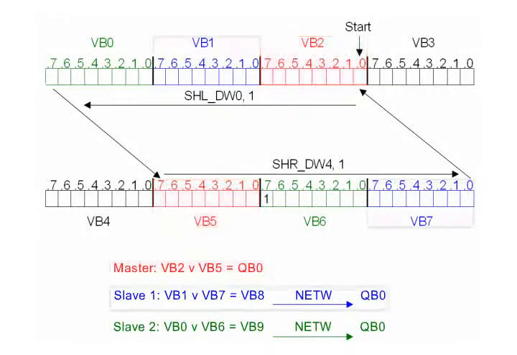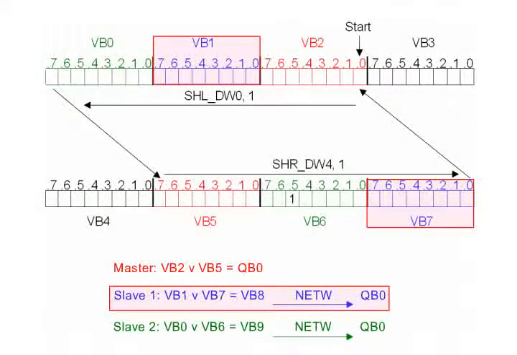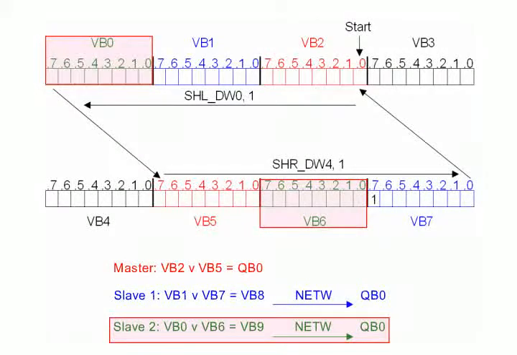Output byte 0 of the master results from the logic OR connection of byte 2 with byte 5. Byte 1 or byte 7 results in byte 8, which is written to the output byte of slave 1 via NetW, and byte 0 or byte 6 results in byte 9, which is written to the output byte of slave 2 via NetW.